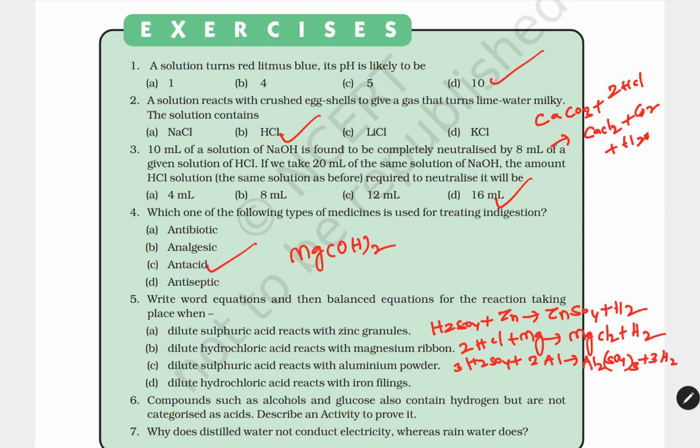Dilute hydrochloric acid, iron filings. So here 6HCl plus 2Fe gives rise to 2FeCl3 plus 3H2. That is the equation. HCl reacting with the iron filings, so iron chloride and hydrogen gas is released.